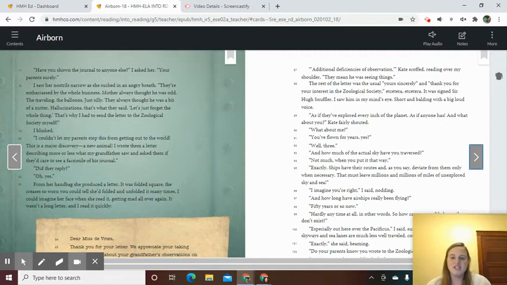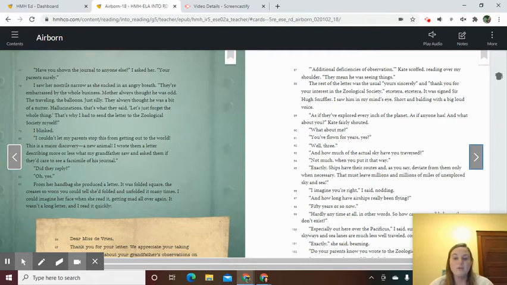Additional deficiencies of observation, Kate scoffed, reading over my shoulder. They meant he was seeing things. The rest of the letter was usual. Yours sincerely, and thank you for your interest in the Zoological Society, etc., etc. It was signed Sir Hugh Snuffler. I saw him in my mind's eye, short and balding, with a big, loud voice. As if they'd explored every inch of the planet, as if anyone has.